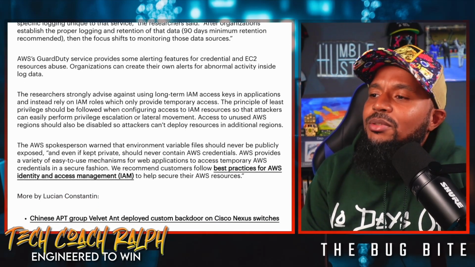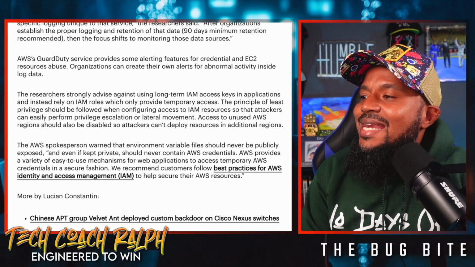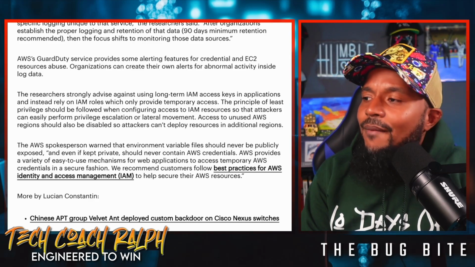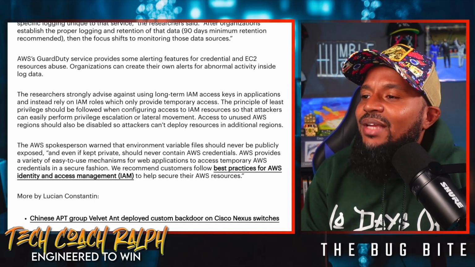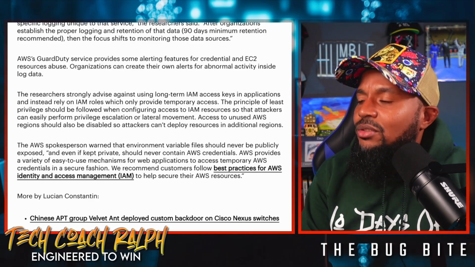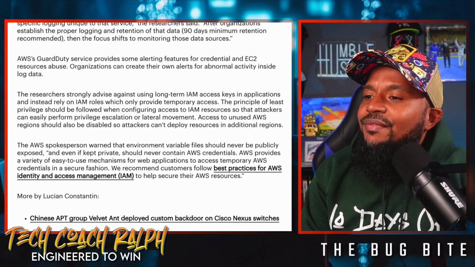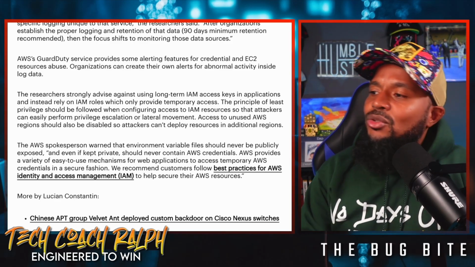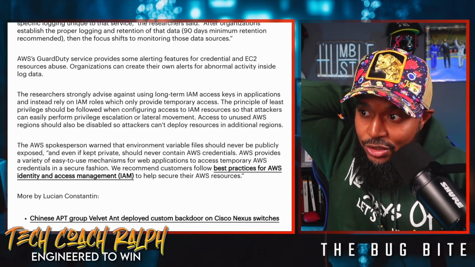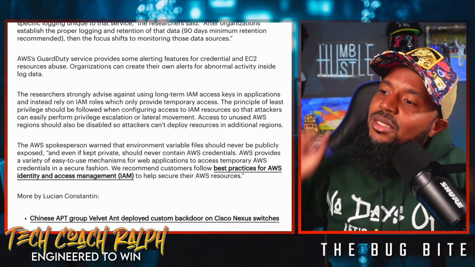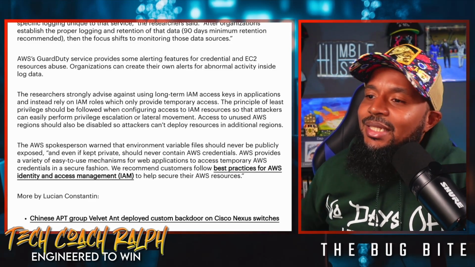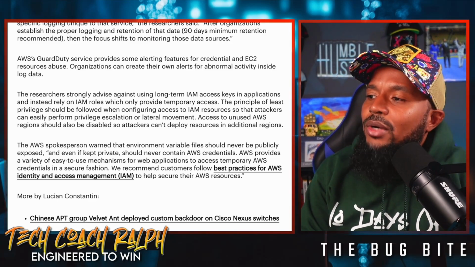The AWS spokesperson warned that environment variables should never, ever, ever be publicly exposed, and even if kept private, should never contain AWS credentials. AWS provides a variety of easy-to-use mechanisms for web applications to access temporary AWS credentials in a secure fashion. We recommend customers follow best practice for AWS identity and access management to help secure their AWS resources, right?